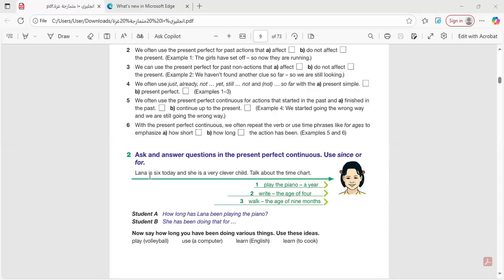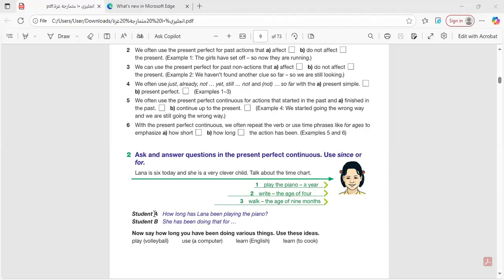Okay. Lana is 6 today, and she's a very clever child. Talk about the time chart. Let's see. She played the piano when she was a year old. She could write at the age of 4. She walked at the age of 9 months. Now we will use the present perfect continuous to talk about this time chart.